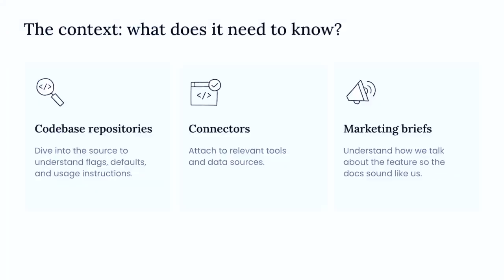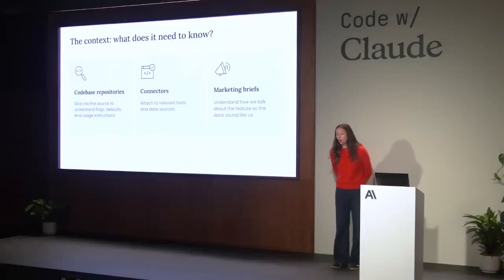The next thing you'll need to think about is context. What does your agent actually need to know to be successful? Likely, you'll need to give it access to one or more code-based repos. So for this docs example, we need to give Claude access to not only our Claude Code source code to figure out what new changes exist there, but also our docs repo, right, for Claude to actually create new PRs there.